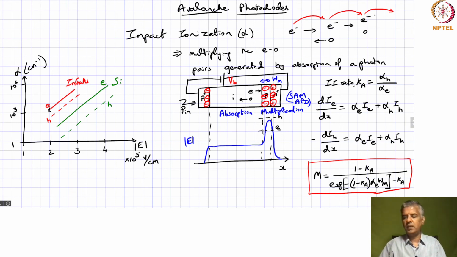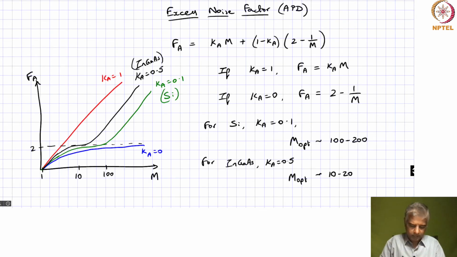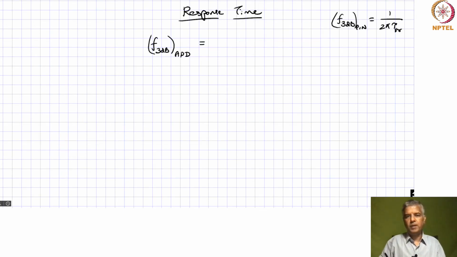So that's the multiplicative gain process that we are talking about, right? So that multiplicative gain is going to take time. It's going to take a finite amount of time to go through that cascade, to go through that avalanche. So effectively, when you look at the F3 dB of an APD, I am not deriving this in the interest of time, but you can go back and look at the text that I mentioned.